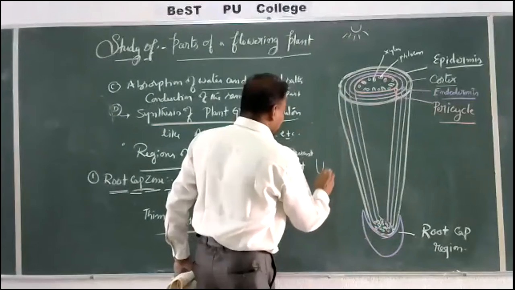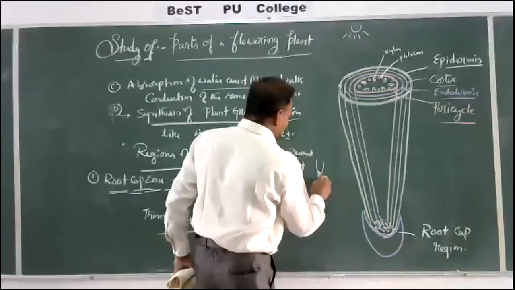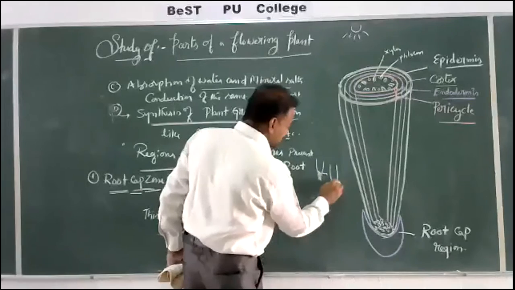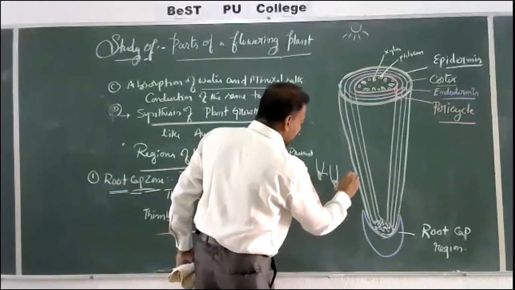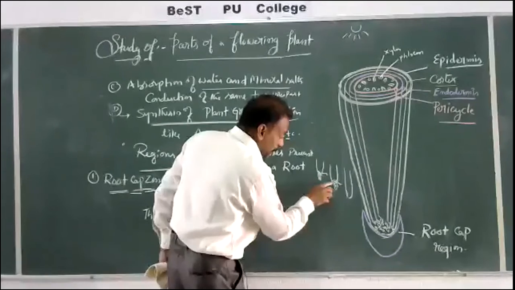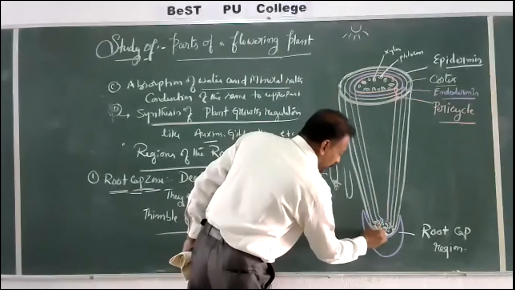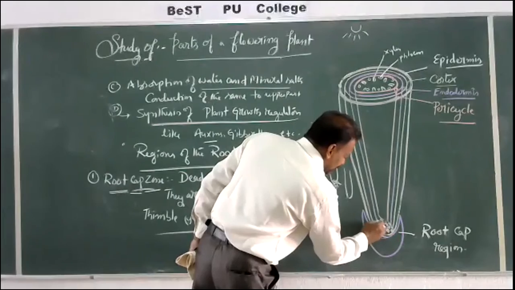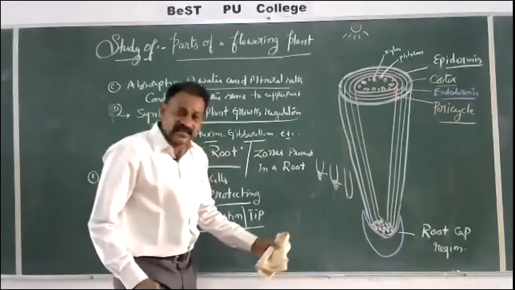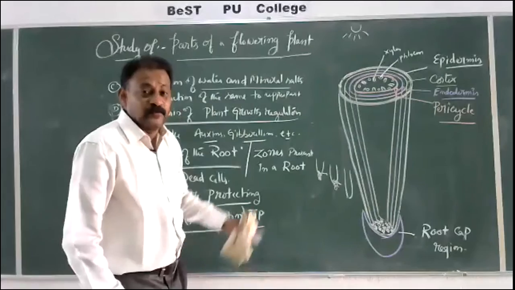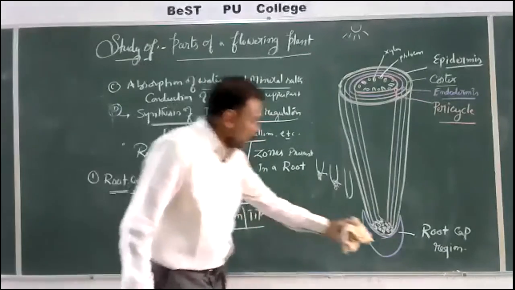So for example, this is the root. These cells will divide and grow. It means the root grows. Up to here, the root has grown. These cells will divide, and the root grows. So at the root tip, some cells are there which are called dividing cells, meristematic cells, always active in cell division and responsible for the growth of the tip. To protect this, the root cap is present.